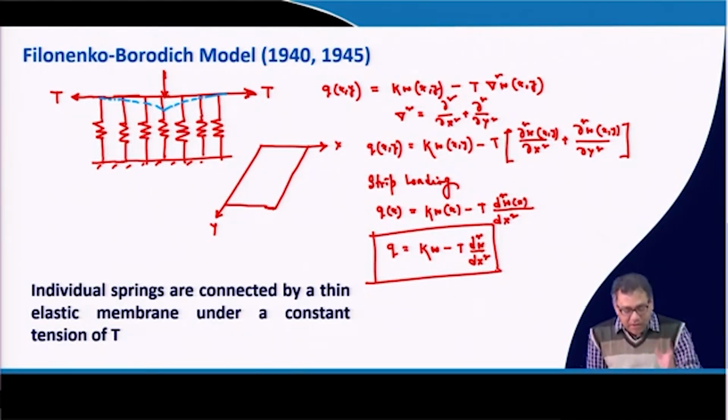Okay. So, now this connectivity issue has been solved by using this membrane, which is T. That means the individual springs are connected by a thin elastic membrane under the constant tension of T. So, this membrane is under tension of T.